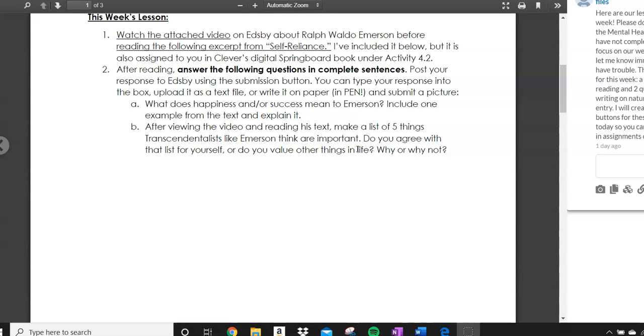So thinking about that, let's apply it to Emerson and the Transcendentalists. After you've read and watched the video, what 5 things do you think are important to them? And then let me know, do you agree with those things? Are you saying, yes, I think that would apply to me too? Or are you like, no, that's crazy. I don't know why anyone would do that.